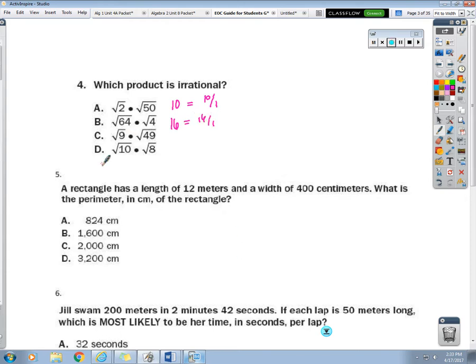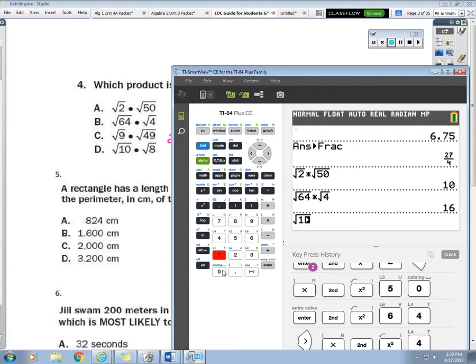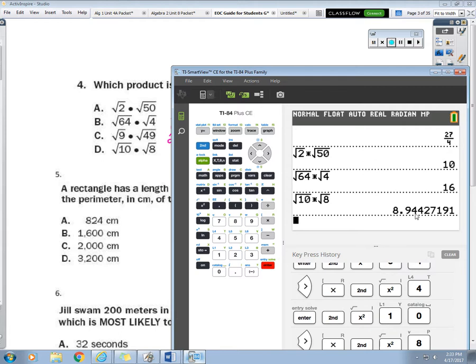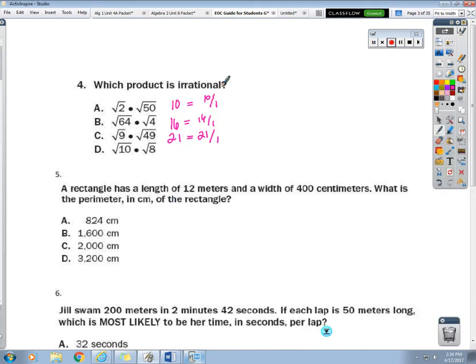So let's do this one without the calculator. What's the square root of 9? What's the square root of 49? 3 times 7 is... So that's rational. It's a ratio. But now watch when we type in the square root of 10 times the square root of 8. Square root of 10 times the square root of 8 is the square root of 80, which is 8.94. Well, when I go to math and hit fraction, it will not turn into a fraction, which means it's irrational. So do you now understand the difference between rational and irrational? And hopefully you won't forget that before the next Tuesday.